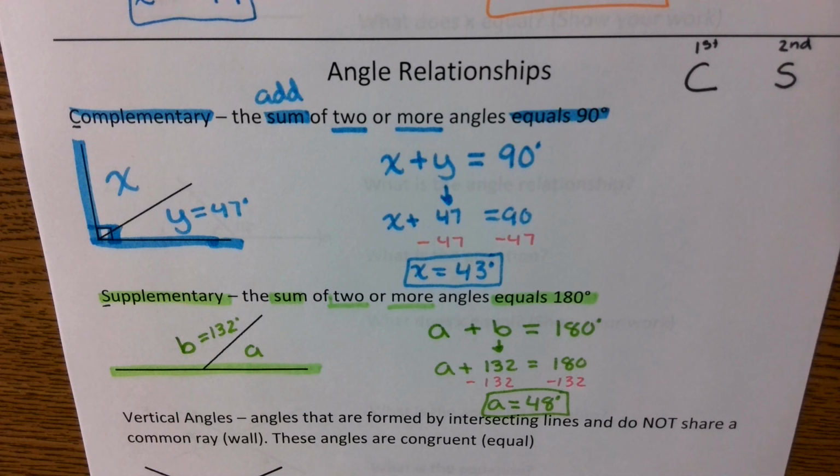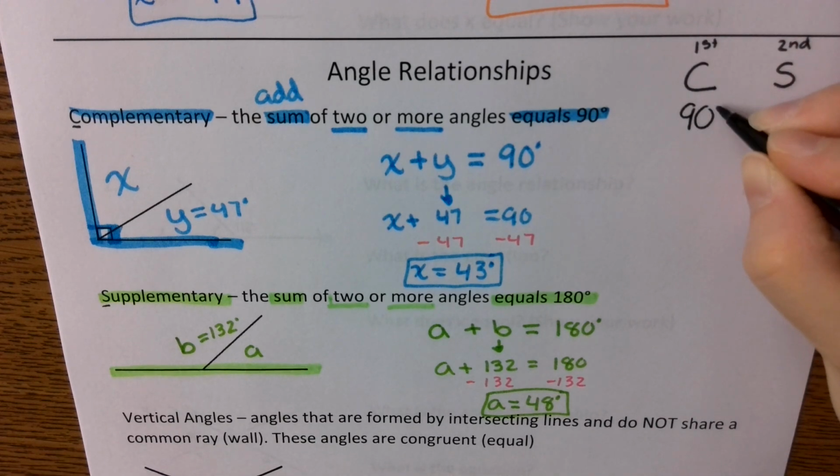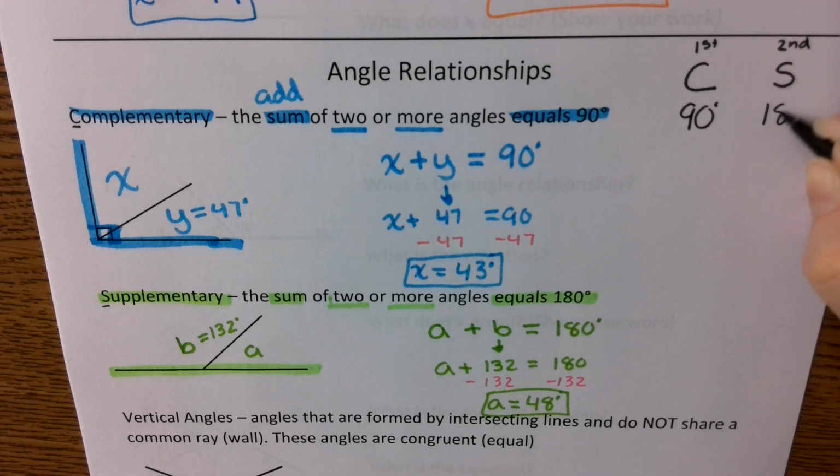Now, same thing with the degrees. Which degree would come first? 90 degrees or 180 degrees? 90, right? 90 degrees is going to come first. 180 degrees is going to come second. So alphabetically they're in order, and numerically they're in order. So that helps you to kind of remember them.